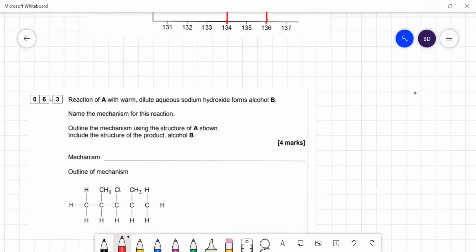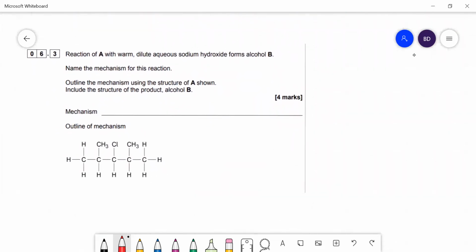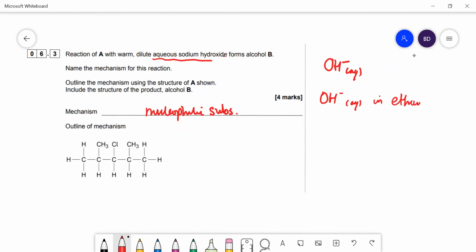Right. 6.3, reaction of A with dilute aqueous sodium hydroxide. Right, when you've got NaOH, you're going to get nucleophilic substitution. That's when you've got aqueous sodium hydroxide, OH minus aq. And in the next part of the question, they're going to do it with NaOH in ethanol. And the same reagent, but completely different reaction. With this one, you're going to get elimination. Okay, and that's in the second part of the question. But for the time being, we'll just do what happens with the aqueous NaOH.